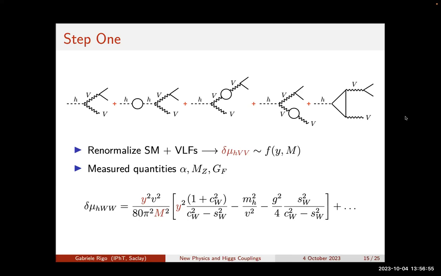It increases as you increase the Yukawa coupling between the Higgs and the new fermions. And it also vanishes as you decouple these new fermions that you added beyond the standard model, so as you increase their mass.